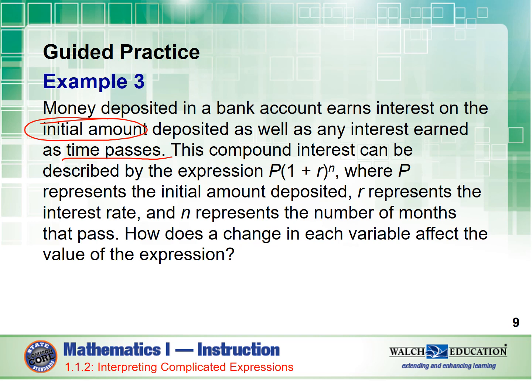The question is asking, how does a change in each variable affect the value of the expression? So we're not actually going to be solving anything. We're just going to look and see, if we change P, what happens to the whole thing? If we change r, what happens? If we change n, what happens? Notice it says change in each variable. The number 1 is not a variable, so we're not going to mess with the number 1. The number 1 is a constant.